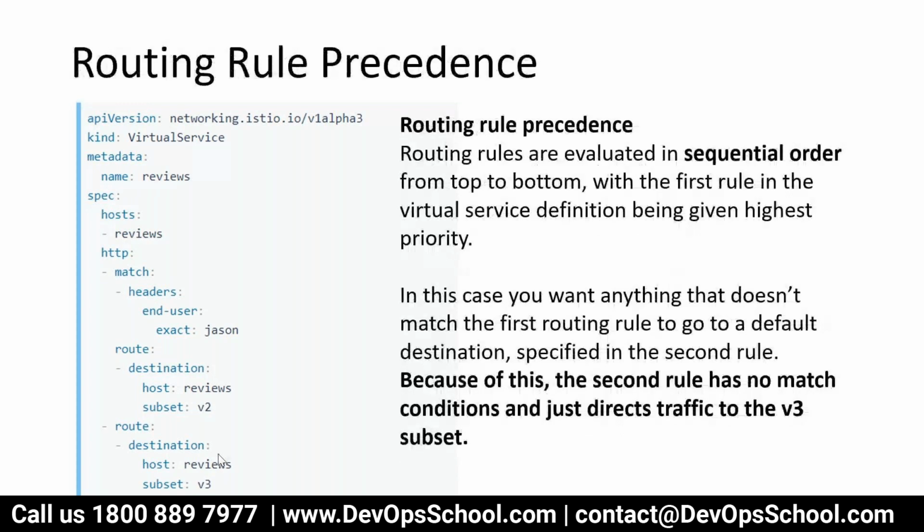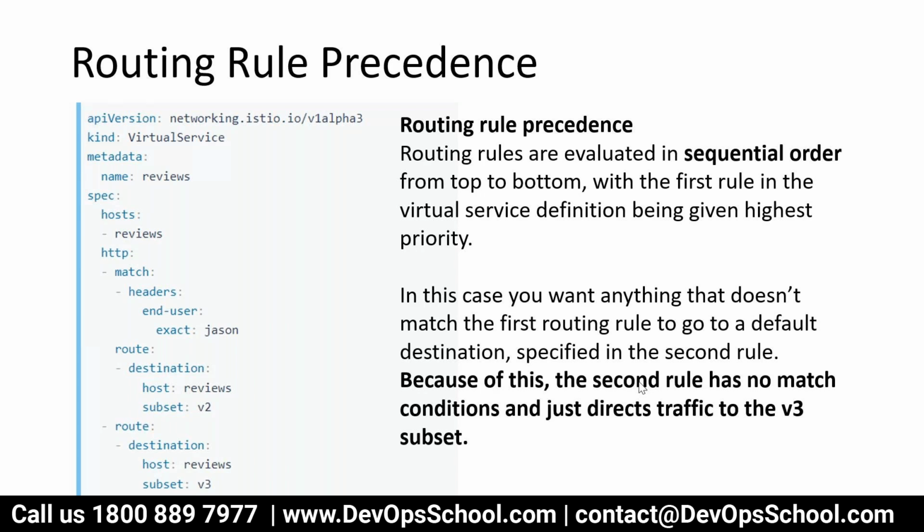Okay, so now all the routing rules work in sequential order actually. Routing rules are evaluated sequentially. That means all the traffic which is coming from the user jason in a header to this domain name will go to v2. If it is not available, then v3, something like that. So routing rules are evaluated in sequential order from top to bottom, with the first rule in the virtual service definition being given the highest priority.